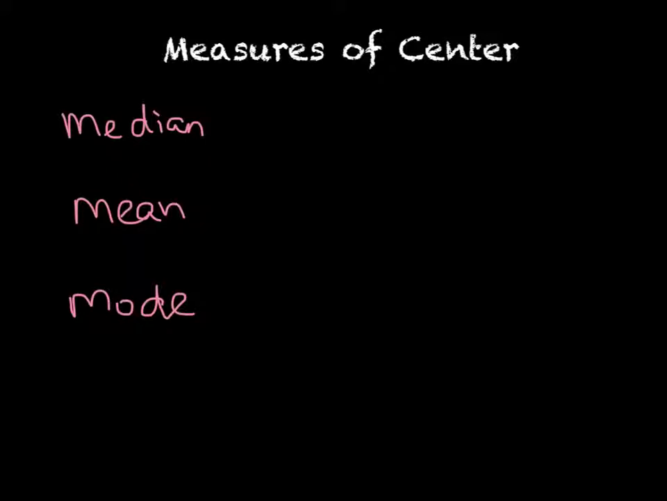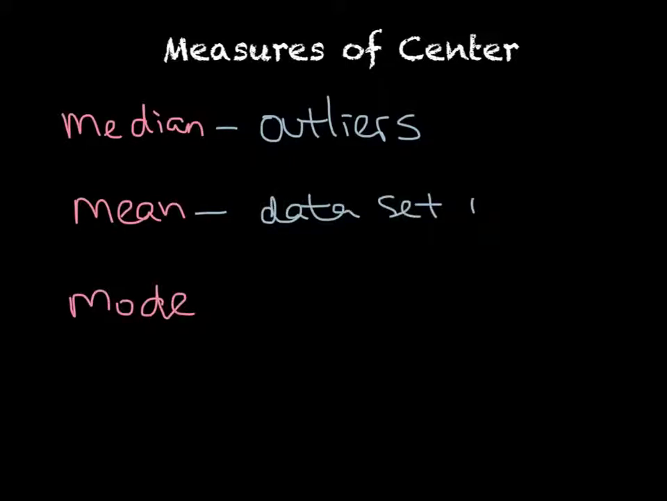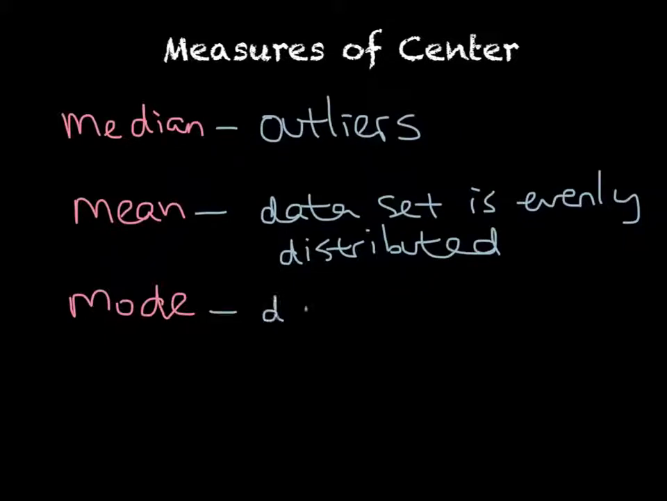Now, how do we know which one to use in certain situations? If a data set has a lot of outliers, then the median is the best measure of center. You can use the mean when the data set is evenly distributed. And the mode works best when all of the data seems to be clustered around one single number.